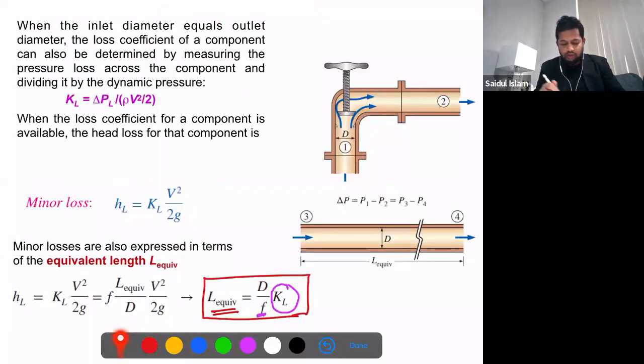So what I said, I will not spend more time with this slide, but the loss coefficient is proportional to the equivalent length of the system. There are a lot of things I can discuss, but maybe you may lose your interest. So I will not go that deep from different angles, but I will just try to provide you sufficient knowledge about this.